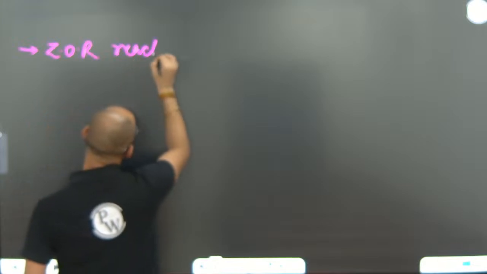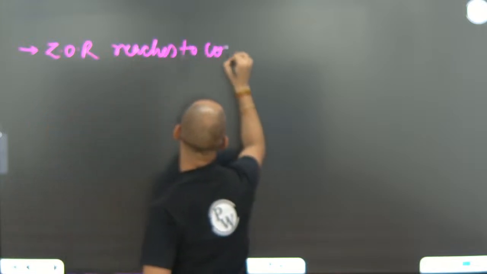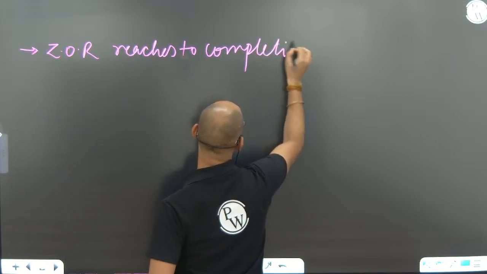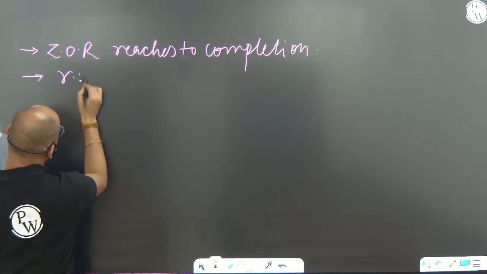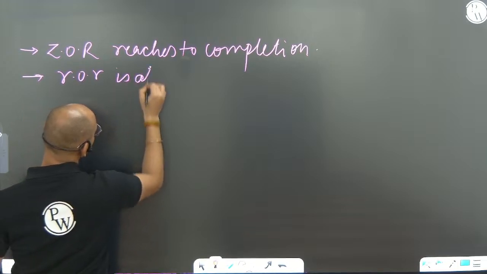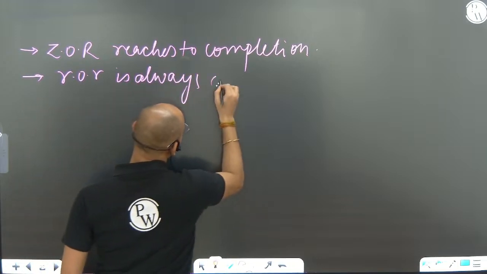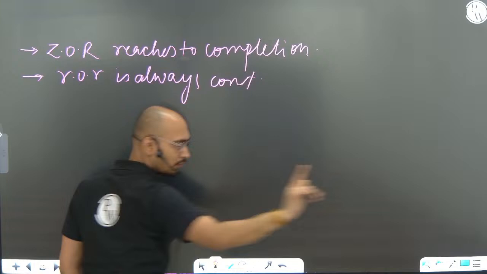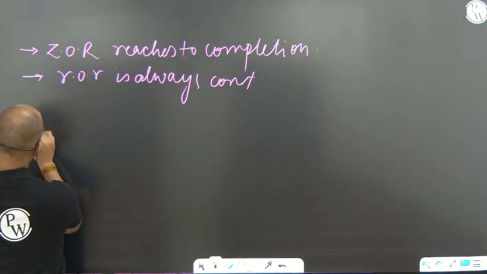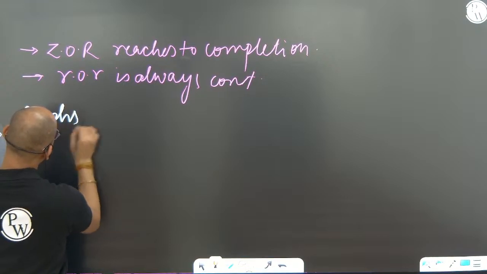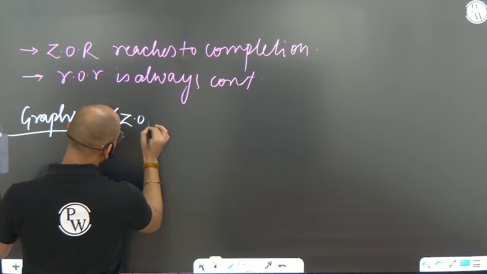What else you have to keep in mind? Always remember, a zero order reaction reaches completion. To completion means it completes. Second thing, the rate of reaction is always constant for a zero order reaction. For a zero order reaction, what is constant? Rate of reaction is constant. Now let's talk about the graphs. Important graphs of zero order reaction.